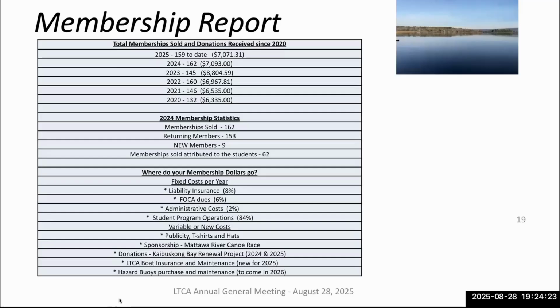And below that, this is a list that answers the question, where do your membership dollars go? The fixed costs that we have are liability insurance, the dues that we pay to FOCA, administrative costs, and of course the student program. Varying from year to year, we have publicity, t-shirts and hats, sponsorship, and donations such as to the KBRP project. And new this year, we have an LTCA boat, so we now pay additional insurance for that and maintenance. Coming up for next year, the hazard markers, the purchase and maintenance of those. So that is just a little snapshot of our membership and where your dollars go. We just like to thank everyone for your support.